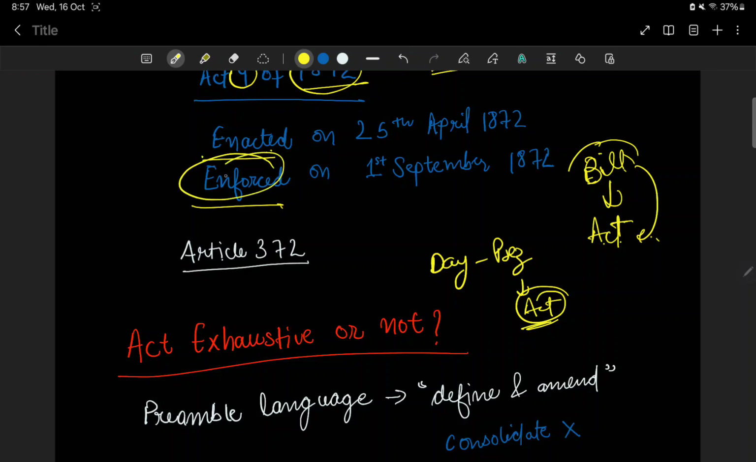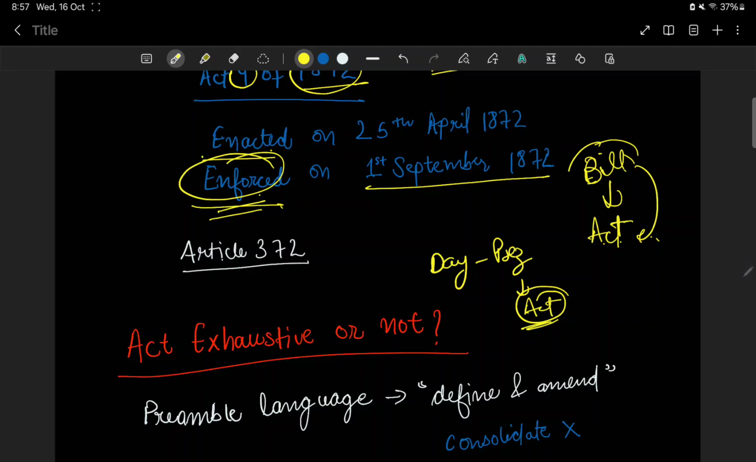And now what is the date of enforcement? It is 1st September 1872. The date of enforcement means it is the date on which this act, Indian Contract Act, came into force. That means the day from which it started being applicable to the people of India, citizens of India, right.